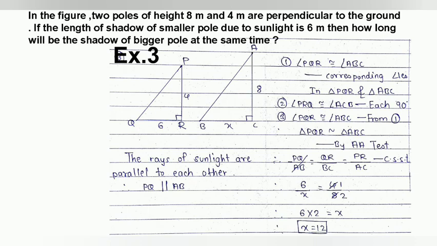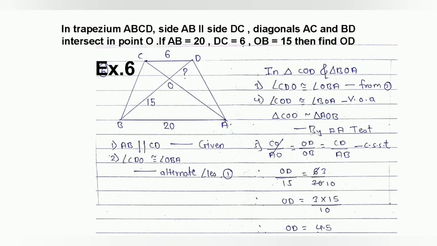Okay friends, we'll take the next one. See here, ABCD is a trapezium, in which AB and CD are parallel sides. Diagonals AC and BD meet at point O, and AB is 20, DC is 6, OB is 15. From that we are going to find OD. First of all, this is a trapezium, meaning one pair of opposite sides is parallel. Here AB is parallel to CD.